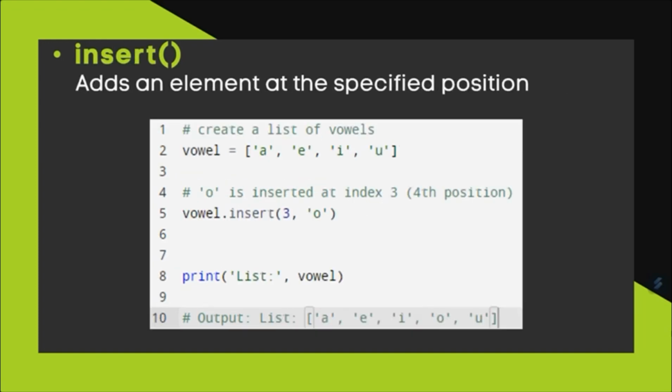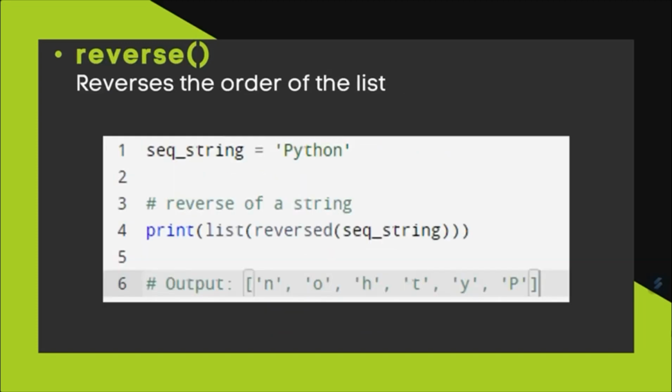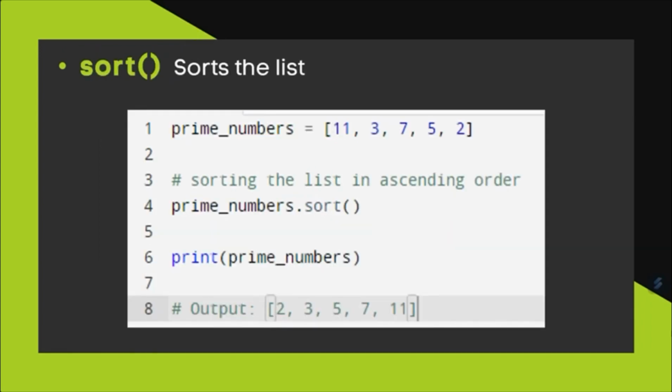Insert. Add an element at the specified position. Remove. Removes the first item with the specified value. Reverse. Reverses the order of the list. Sort. It helps to sort the list.